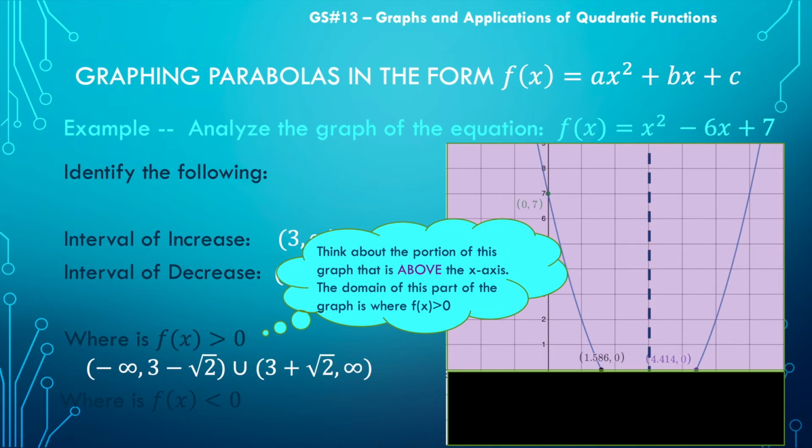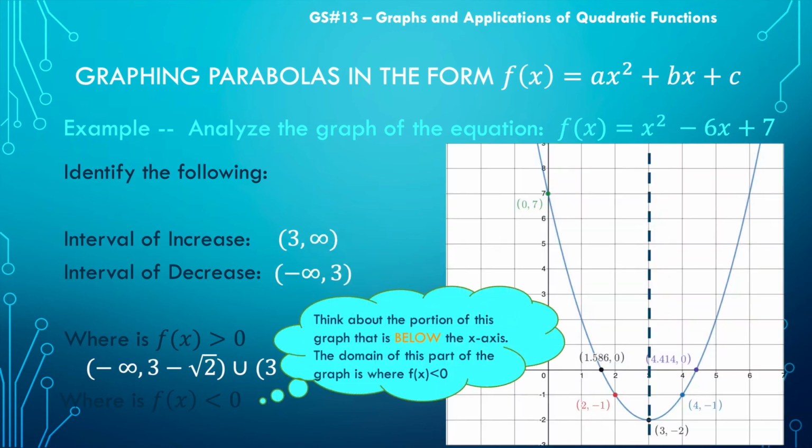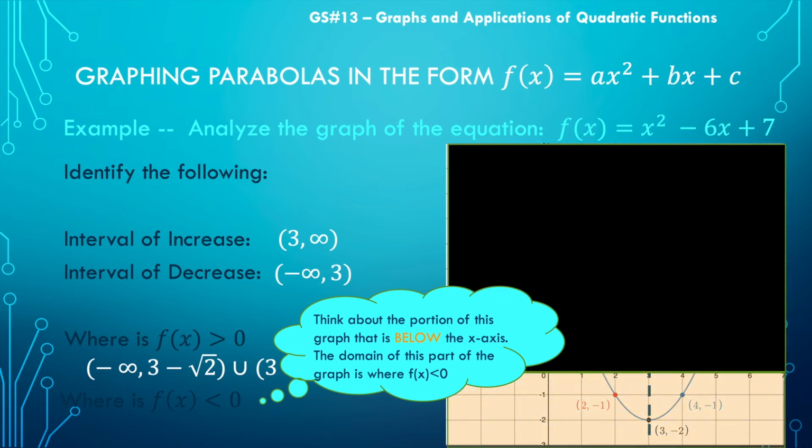All right, so now let's think about where the function is less than 0. When we're talking about the function being less than 0, that's the domain of the portion of the graph that sits below the x-axis. That's the part that was missing before. So it's everything in between those x-intercepts, right? We know that this left-hand x-intercept is 3 minus the square root of 2, and this right-hand x-intercept is 3 plus the square root of 2. So from 3 minus the square root of 2 to 3 plus the square root of 2.